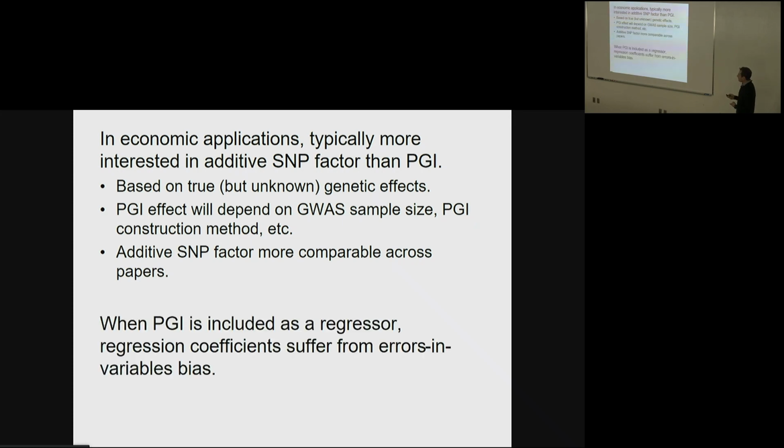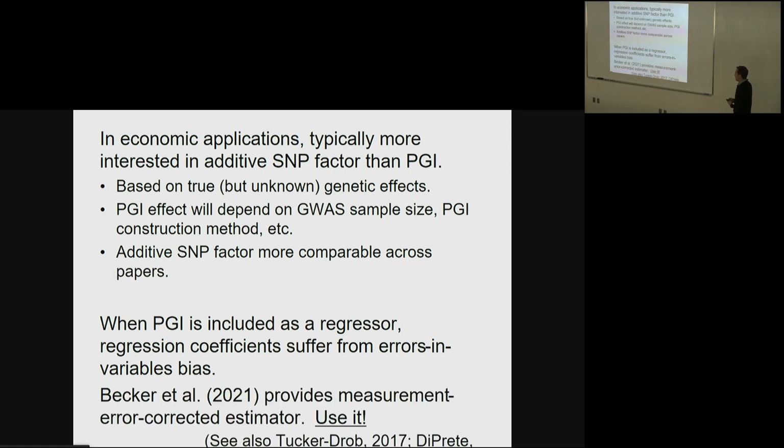So when you think about it that way, whenever the PGI is included as a regressor, there's an errors-in-variables bias relative to what you would have gotten from the additive SNP factor. And it's crucial to do a measurement error correction.